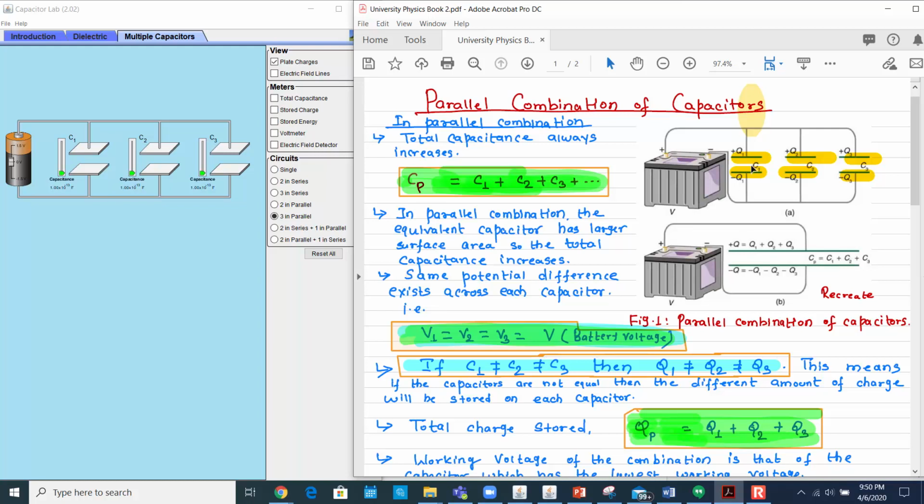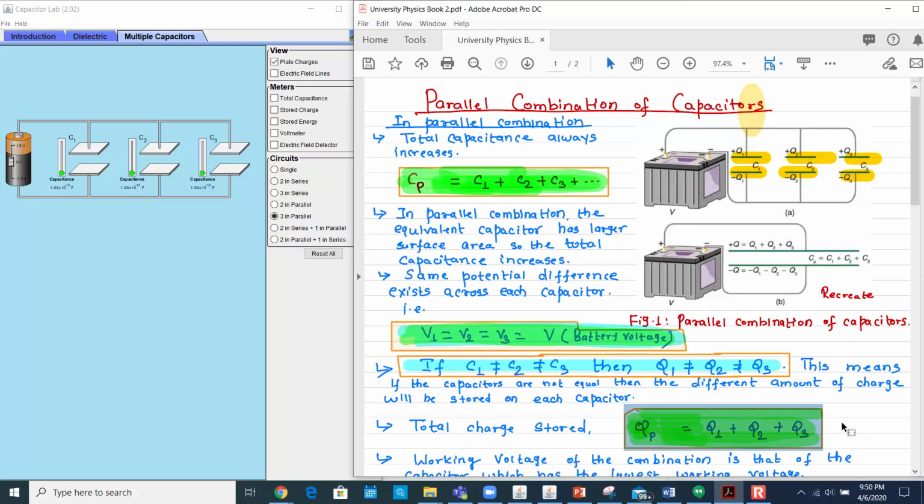Now, if each capacitor is different, then the charge stored on C1, C2 and C3 will be different. But the total charge is given by this formula here: QP is equal to Q1 plus Q2 plus Q3. This is the total charge stored in the system, or in the combination of the capacitors.